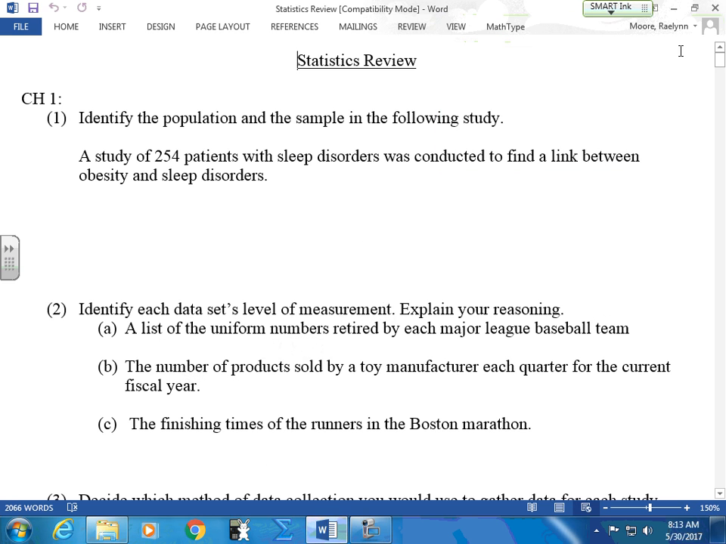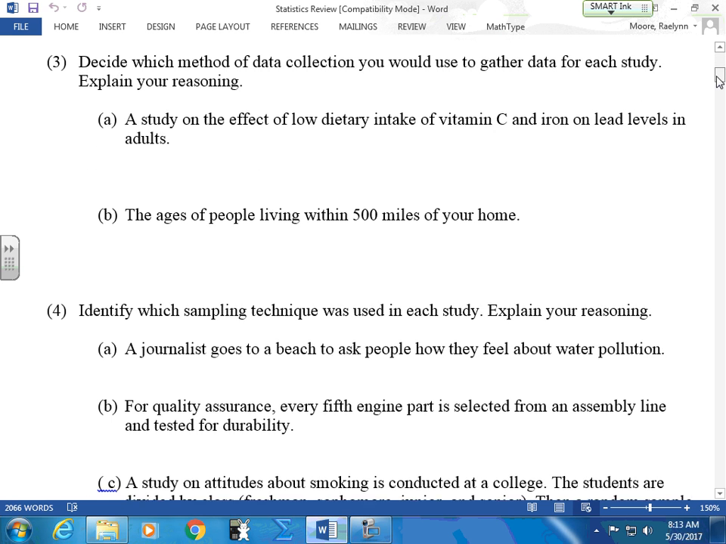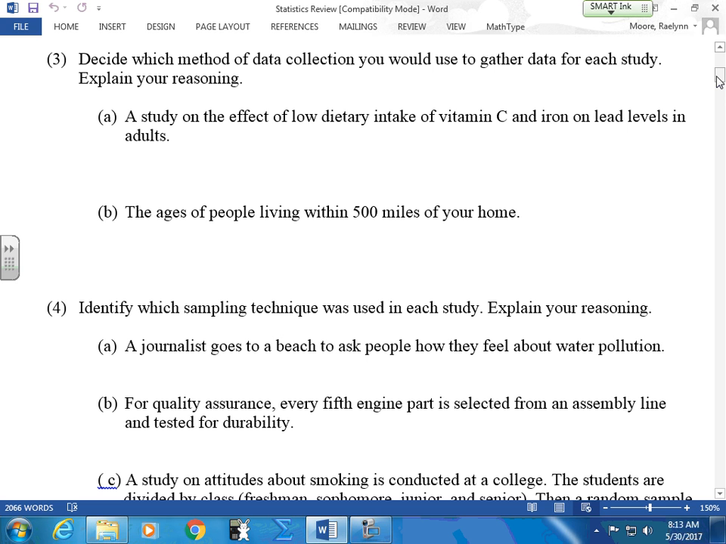Okay. Stop me if you have any questions, because these are great multiple choice questions. Decide which method of data collection you would use to gather your data for a study. Remember, we had surveys, we had experiments, we had simulation, all those kinds. So a study on the effect of low dietary intake of vitamin C and iron on lead levels in adults. What would I do? What would I prove that as?